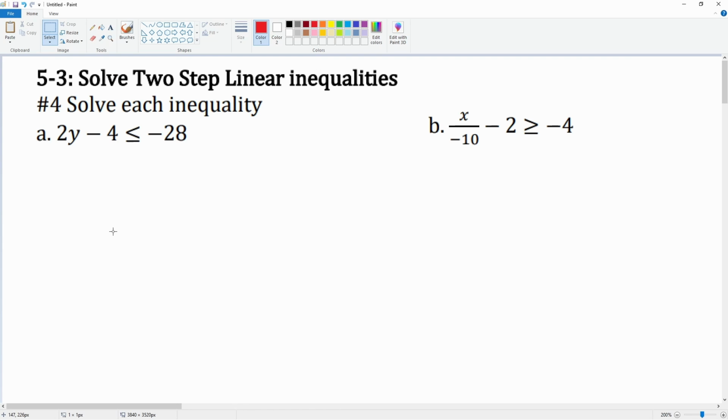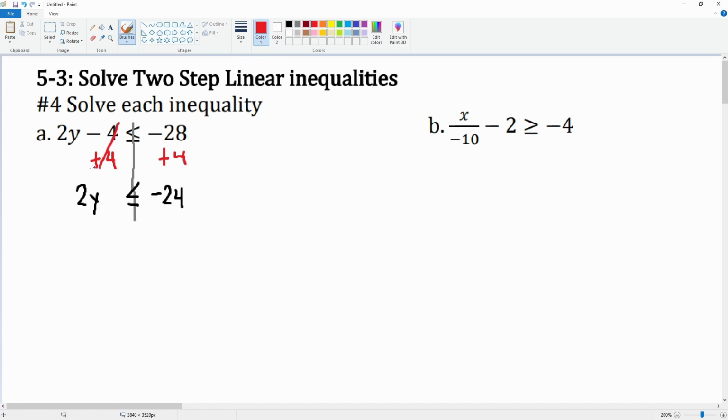Let's look at A. Okay, let's draw our line down here so we can separate the left from the right. Our goal here is to get the letter alone. So I have 2y minus 4. And so let's try to get rid of that minus 4 first. So I'm going to add 4 to both sides. This does cancel. Everything else on the left comes straight down. So the 2y comes down. The inequality symbol comes down. Negative 28 plus 4 becomes negative 24.